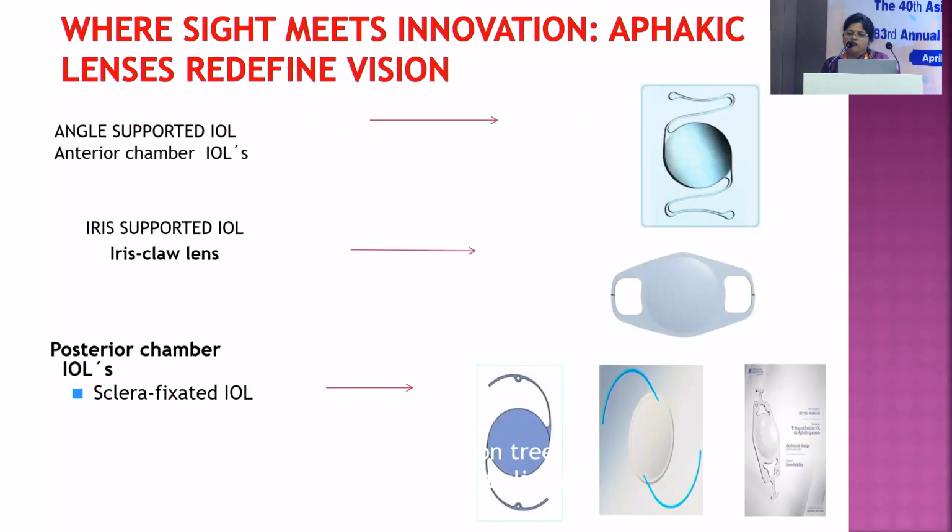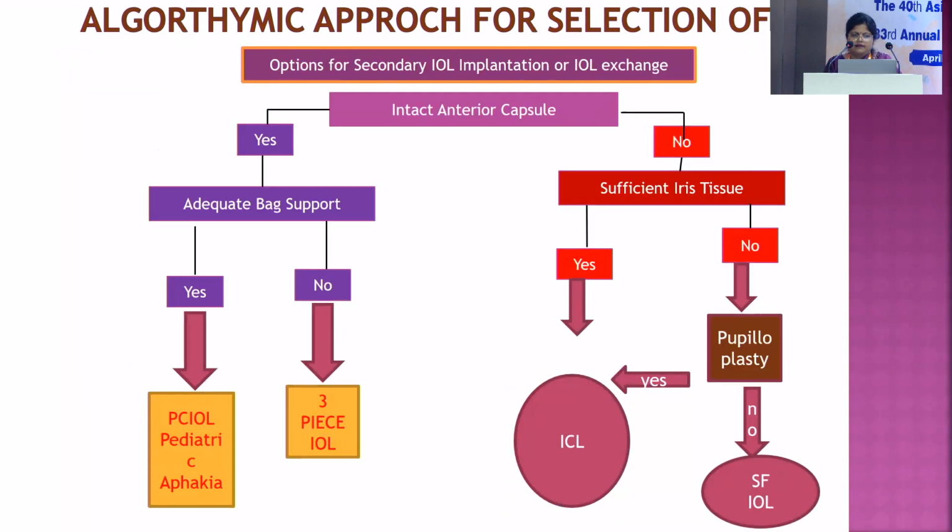Where sight meets innovation, the aphakic lenses redefine vision. There are different options available in cases of aphakia, like angle supported lenses, iris claw lenses, and different types of scleral fixated lenses. This is the algorithmic approach for the selection of IOL in the absence of posterior capsule and absence of intact anterior capsule with a sufficient amount of iris tissue. The iris claw lens is a choice.